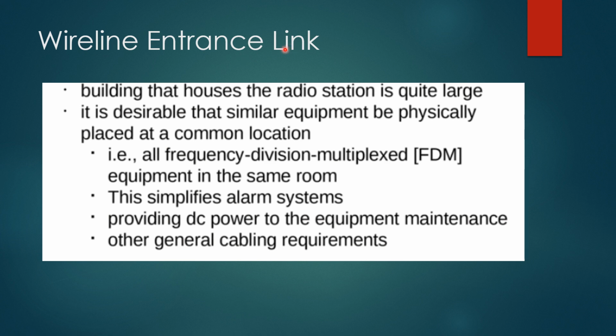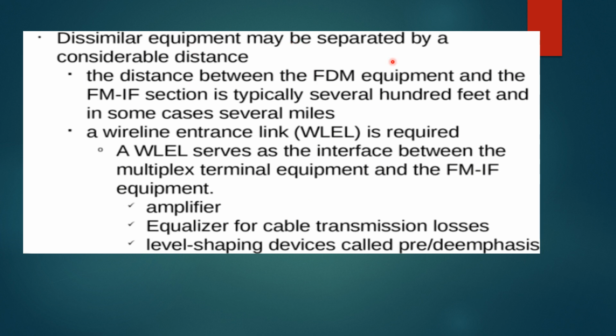So in the case of the wireline entrance link, it is a building that houses a radio station. If it is quite large, we are going to place all the similar equipment at a common location. So it will simplify the system, and providing the DC power and other cabling requirements is going to become easier. If we want any maintenance, or if we want to give a supply, or if we want to extend our system, having such an entrance link is going to help us. That is why we have a wireline entrance link. So dissimilar equipment can be separated by a considerable distance.